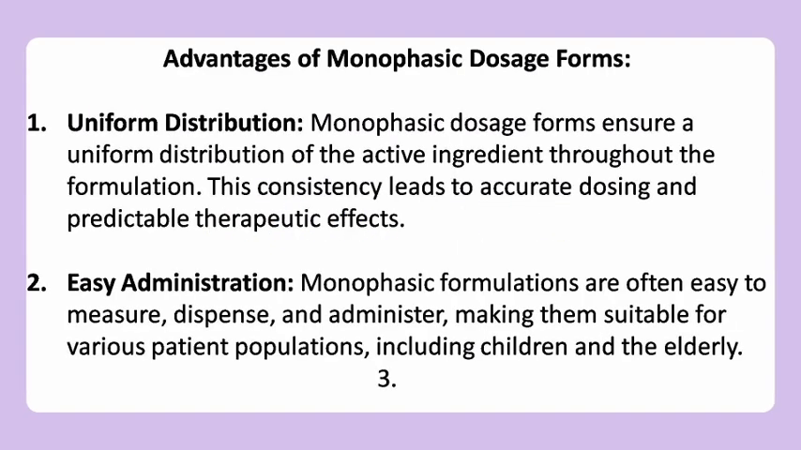Advantages. First, uniform distribution. Monophasic dosage forms ensure a uniform distribution of the active ingredient throughout the formulation. This consistency leads to accurate dosing and predictable therapeutic effects. Second, easy administration. Monophasic formulations are often easy to measure, dispense, and administer, making them suitable for various patient populations, including children and the elderly.